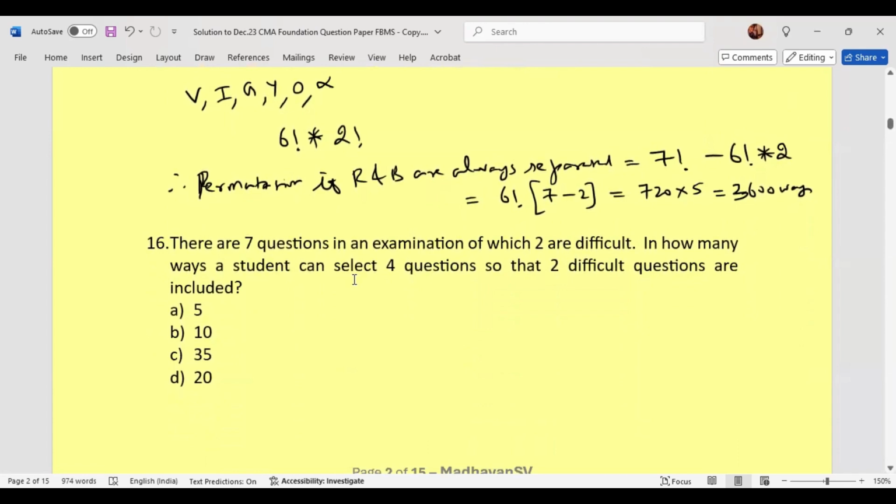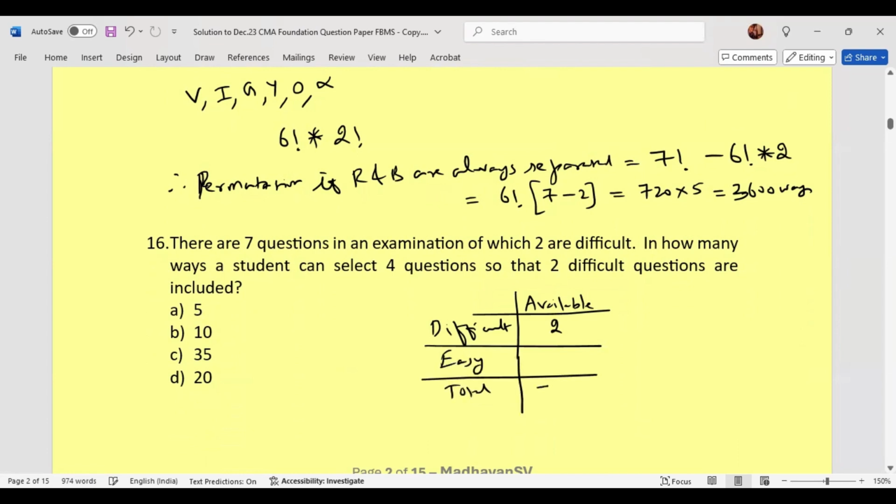There are 7 questions in an examination, of which 2 are difficult. So that means, let us say, available difficult questions, 2. That means easy questions, totally there are 7 questions, easy questions should be 5. In how many ways can a student select 4 questions?